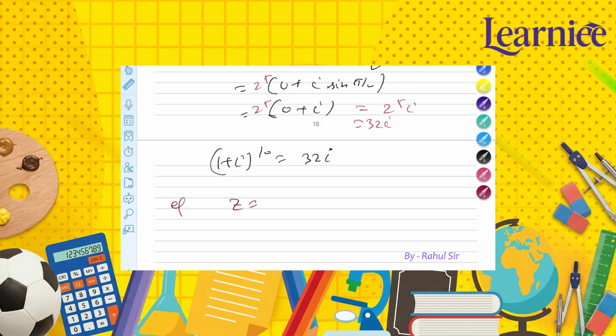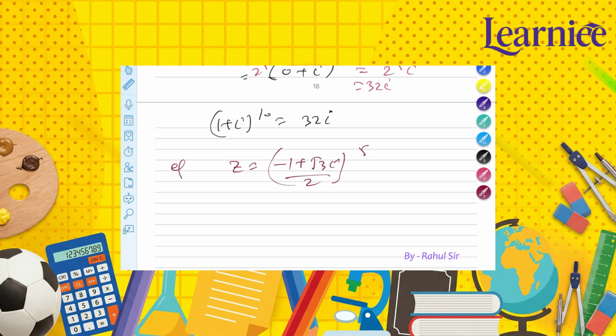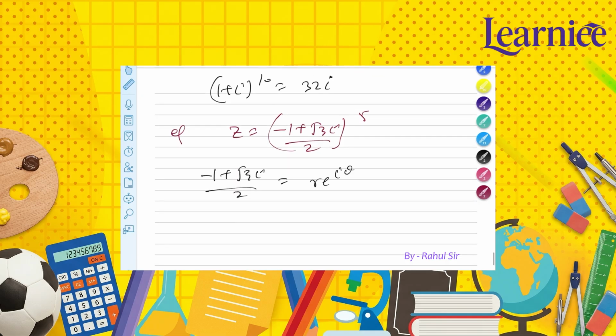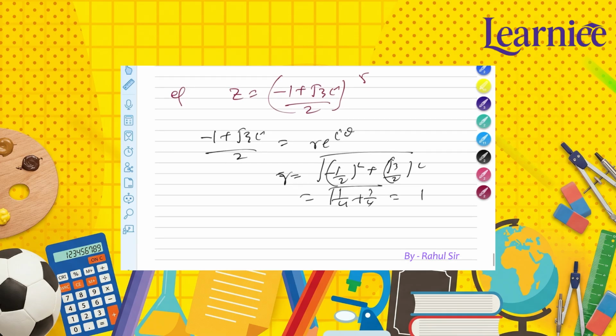Let's say, simplify z is equal to (minus 1 plus root 3 i by 2) to the power 5. You have to simplify it and write it in the standard form, a plus ib. We start with minus 1 plus root 3 i by 2. We can write this as r e to the power i theta. So what is r here? r is the square root of (minus 1 by 2) squared plus (root 3 by 2) squared, that is 1 by 4 plus 3 by 4, so 4 by 4 is 1.